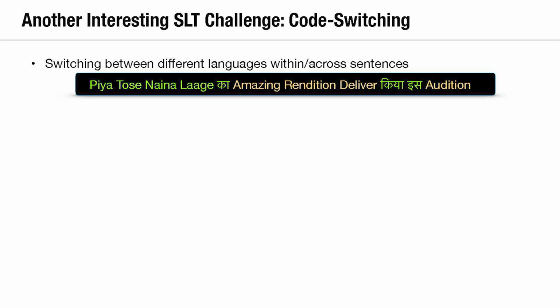well. So here, this is the title of a YouTube video I picked out, I think Indian Idol or something, that Piya Tause Naina Lage Ka Amazing Rendition Deliver Kiya is Audition Pay. So there is code switching, there are different scripts, there's transliteration, like everything is part of this particular YouTube title. Okay, and this is widely prevalent in multilingual societies, and this is referred to as code switching, which is still very much a challenge for computational models, which largely treat inputs as being monolingual.